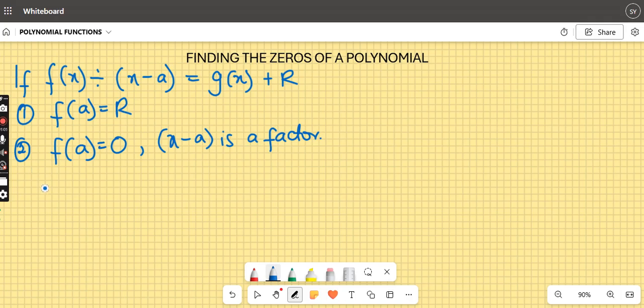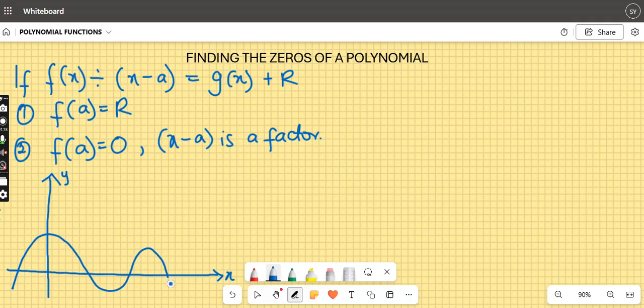Now, finding the zeros of a polynomial. Every polynomial may or may not, but most of the time, a polynomial may meet the x-axis at a given point, and we call those points the what? The zeros of the polynomial.